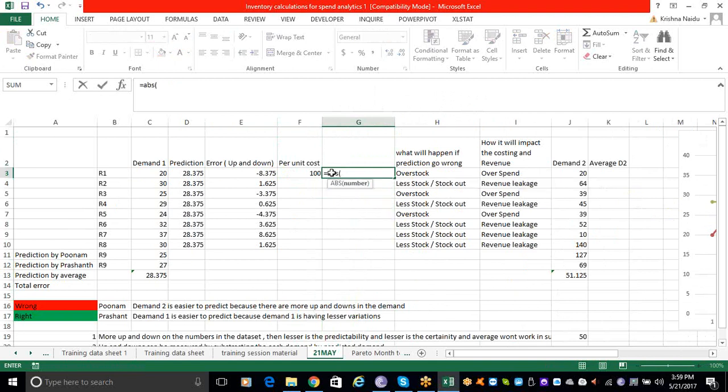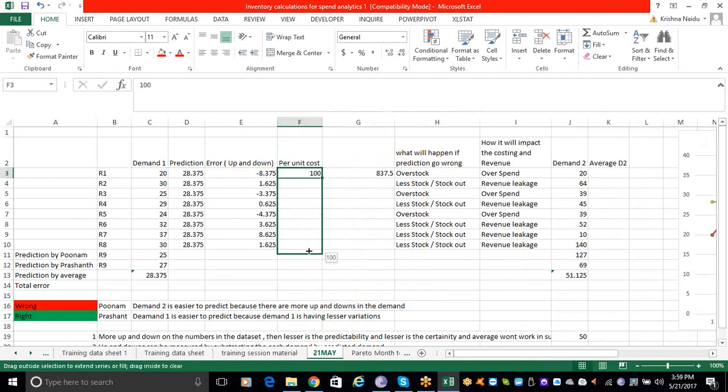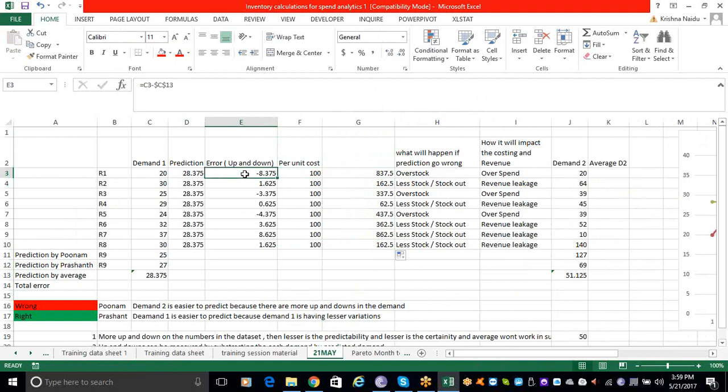So the absolute value of 100 into the difference. What I'm trying to do is multiply the per unit cost by how many units of difference. How many units are different? The demand was 20, but the prediction was 28. So we bought 8.37 items extra. So we spent 837 rupees extra, an overspend.